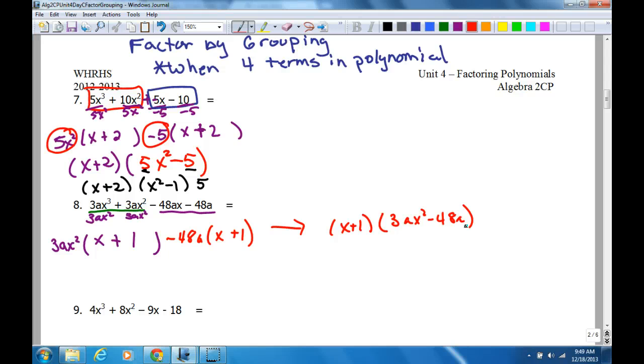What else can I take out? A 3 and a what? An a. So both of these have a 3a in it right there. So I'm going to rewrite this as x plus 1. I'll just take my 3a and put it way over here. It doesn't matter if you have it first or last. I did last over here, that's fine. So if I divide this by 3a, I'm going to have an x squared left, and then 48 divided by 3 is 16. Later on, this can be divided further, but we're not doing that today. So this is good enough for today. Any questions on that one?